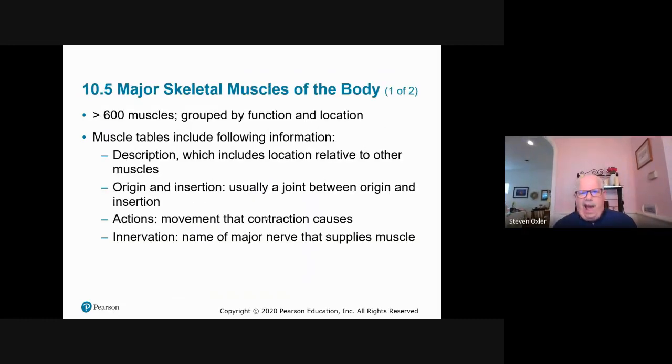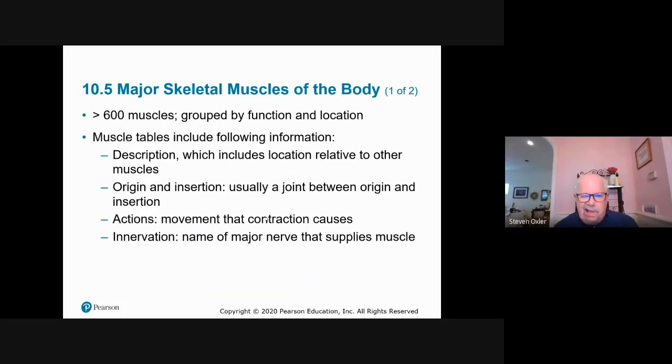Now, there are 600 muscles. You don't have to know 600 muscles. You may have to know 100 of them, but not 600. And we will talk about these muscles. What I want you to know about muscles is their function. You don't have to know what bone they originate from or what bone they're inserted on. I also want you to know the definition of origin and insertion, but I want you to know their function.